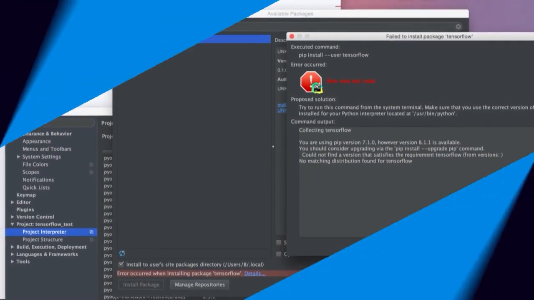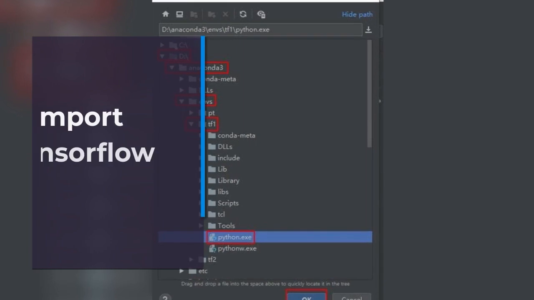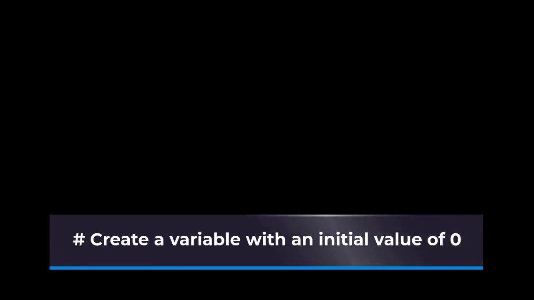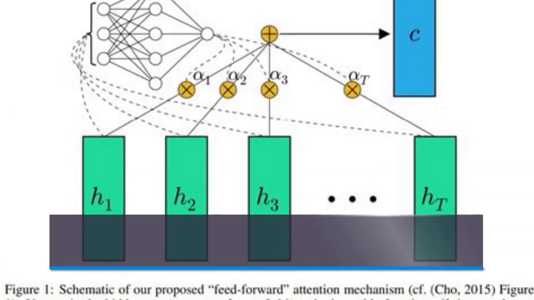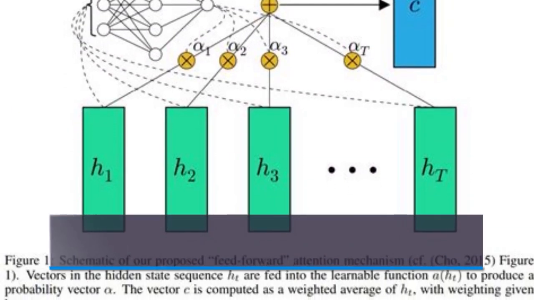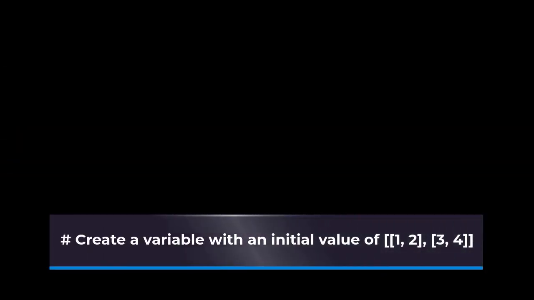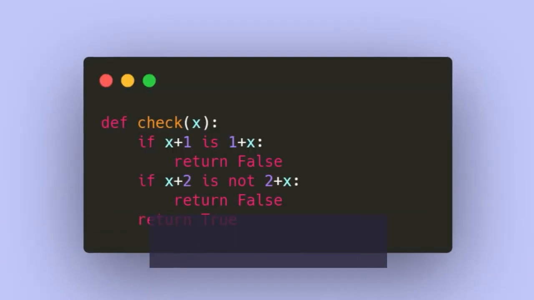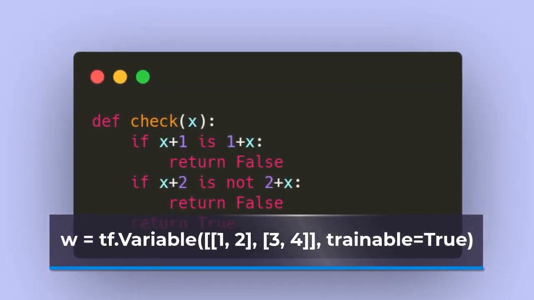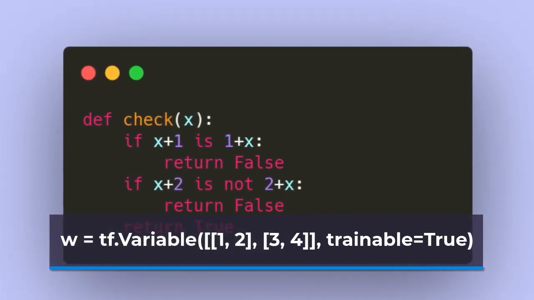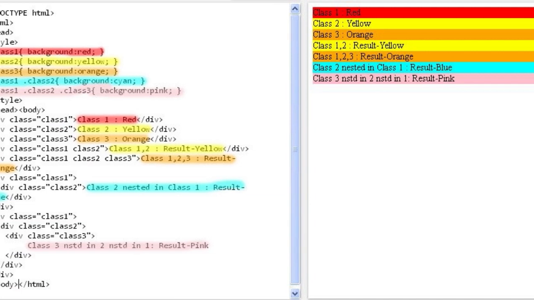For example, import TensorFlow as tf. Create a variable with an initial value of 0. v = tf.Variable(0, trainable=True). Create a variable with an initial value of [1, 2, 3, 4]. w = tf.Variable([1, 2, 3, 4], trainable=True).